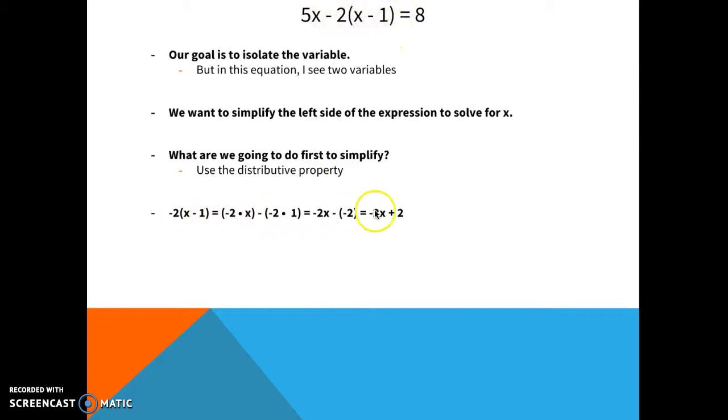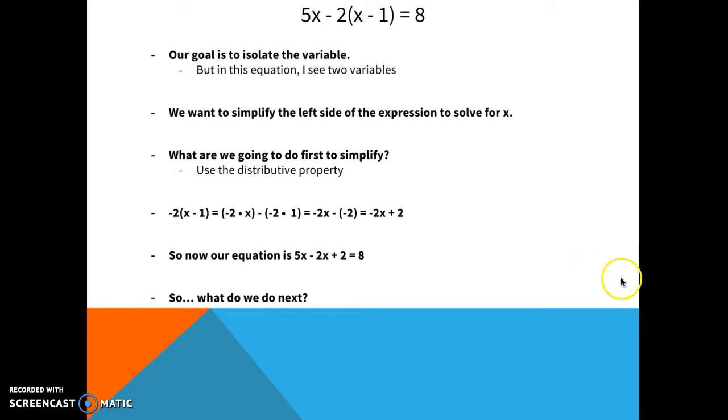So then technically this is a 5x plus and negative 2 times x minus 1. So here I showed my distributive property. So again, I did negative 2 times x minus negative 2 times 1. So this will make negative 2x minus negative 2. And a negative makes a positive. So this will now become negative 2x plus 2. So now our equation is 5x minus 2x plus 2 equals 8. And so now I look at my left side of my equation and I realize that there is still something that I can do. So what do you think we need to do next?